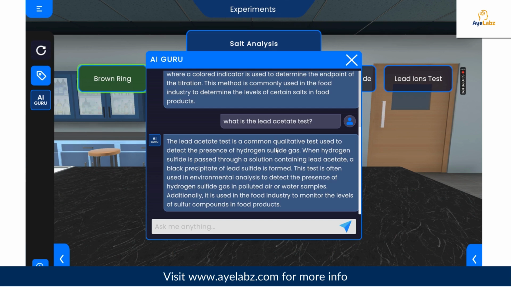AA Guru is here to help with science-related topics only. So while it can explain what happens during the lead acetate test, don't expect it to know who is the biggest superstar in India. This feature keeps the focus on learning and cuts out distractions. You can encourage the students to rely on AA Guru for clarifications or extra insights during the experiments. It's a great tool for self-guided learning, and it ensures that students do not get off topic by asking unrelated questions.